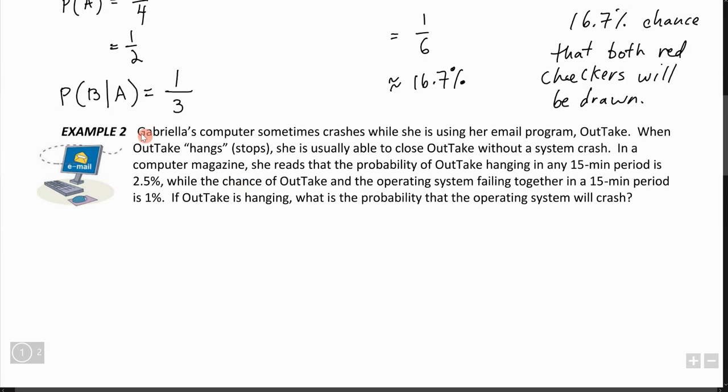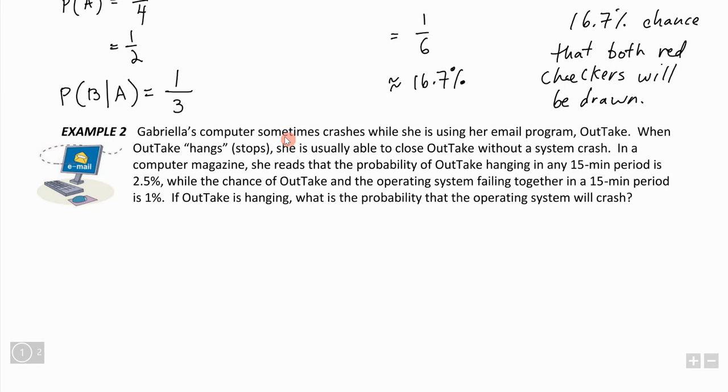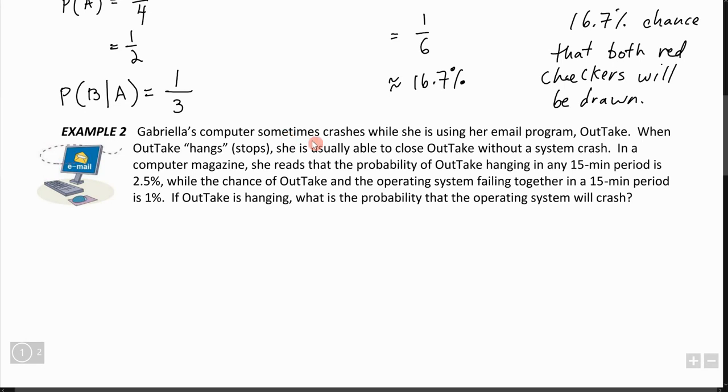Okay, so let's look at the second example here. Gabriella's computer sometimes crashes while she's using her email program Outtake. When Outtake hangs or stops or freezes, she's usually able to close Outtake without a system crash. In a computer magazine, she reads that the probability of Outtake hanging in any 15-minute period is 2.5%, while the chance of Outtake and the operating system failing together in a 15-minute period is 1%.